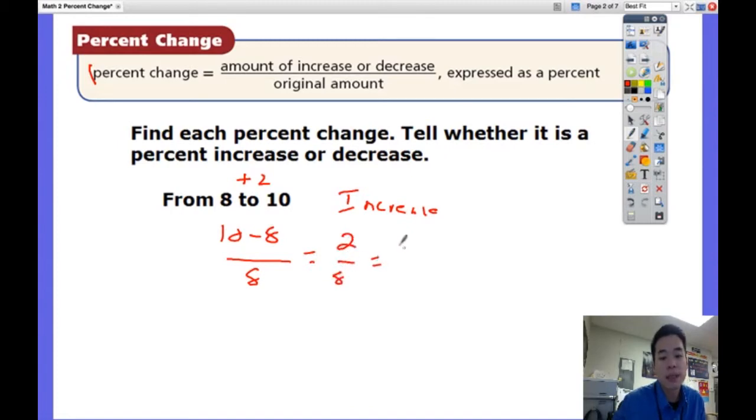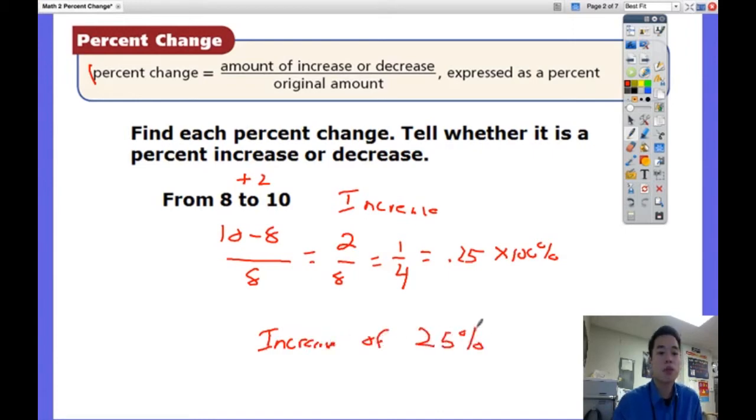I can simplify that to 1/4. I can change this into a decimal value, which is 0.25. And then I multiply it by 100%. And my percent change is an increase of 25%. So going from 8 to 10, that's an increase of 25%.